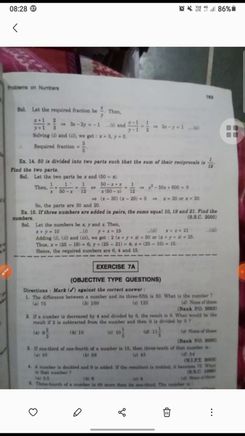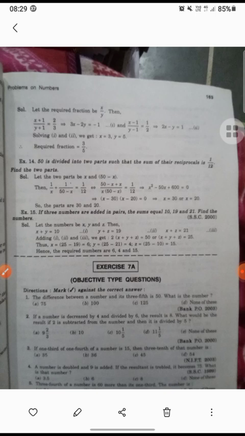50 is divided into two parts such that the sum of their reciprocals is 1/12. Find the two parts. Let the two parts be x and 50 minus x. So 1/x plus 1 upon (50 minus x) equals 1/12. Solving this, (50 minus x plus x) upon x(50 minus x) equals 1/12. So x square minus 50x plus 600, which gives (x minus 30) and (x minus 20).